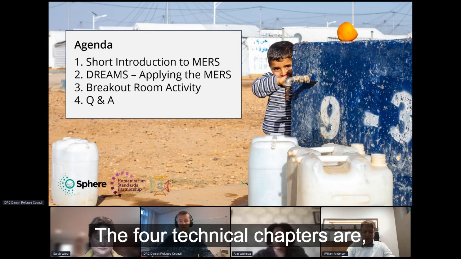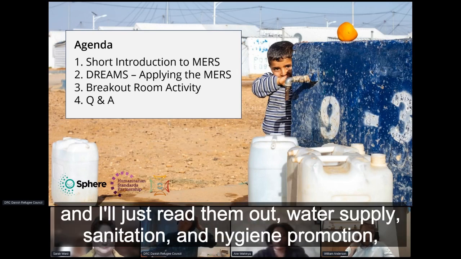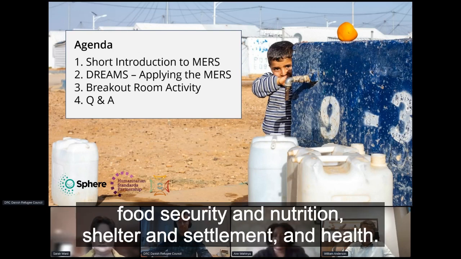The four technical chapters are, and I'll just read them out, water supply, sanitation, and hygiene promotion, food security and nutrition, shelter and settlement, and health.